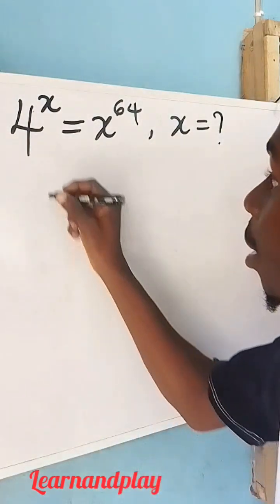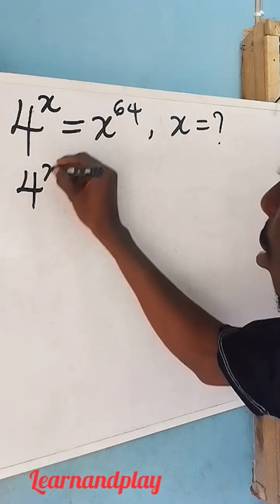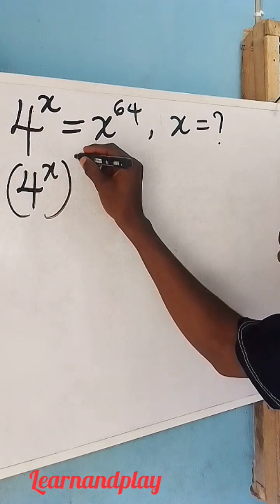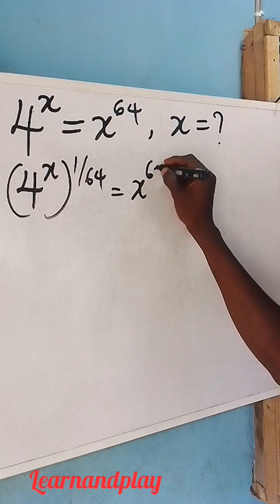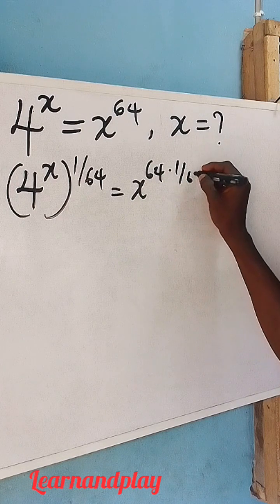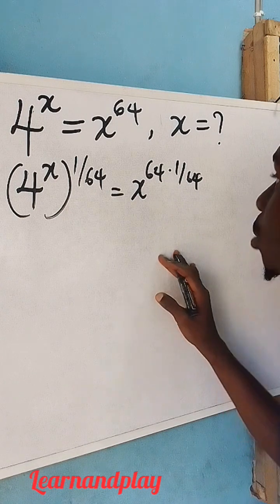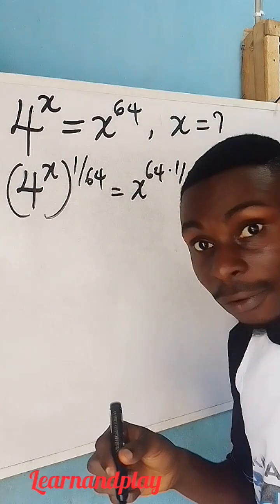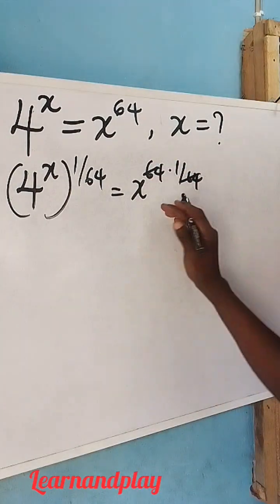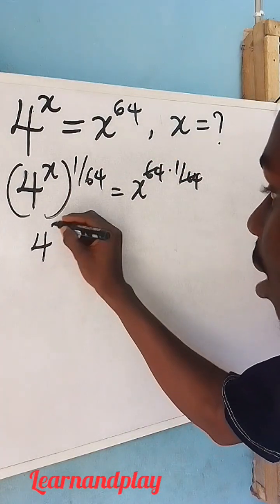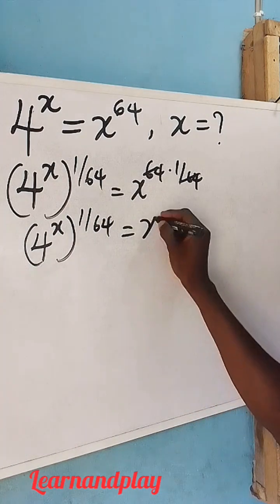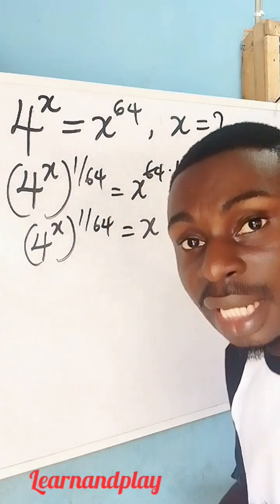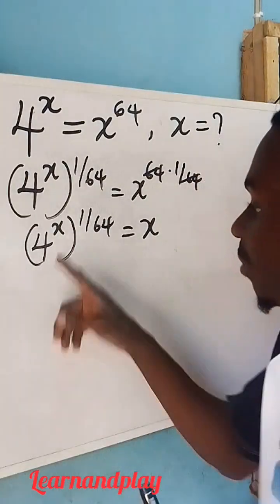So we are going to have 4 to the power of x, we raise it to the power of 1 over 64, equal to x to the power of what? 64 multiplied by 1 over 64. Now by so doing, we are going to eliminate the 64, and this cancels out this. We are left with 4 to the power of x, raised to the power of 1 over 64, equal to x. But there is still a problem in this equation because we still have x.